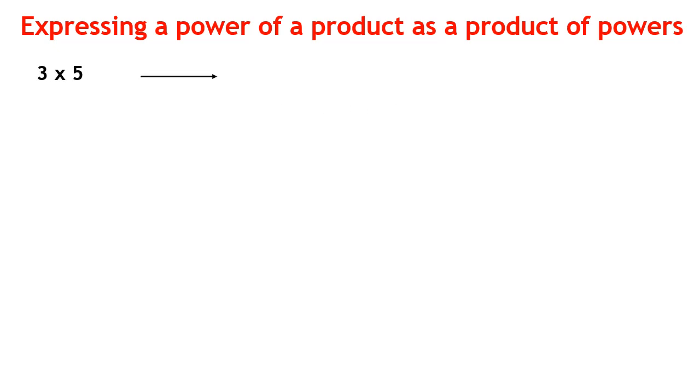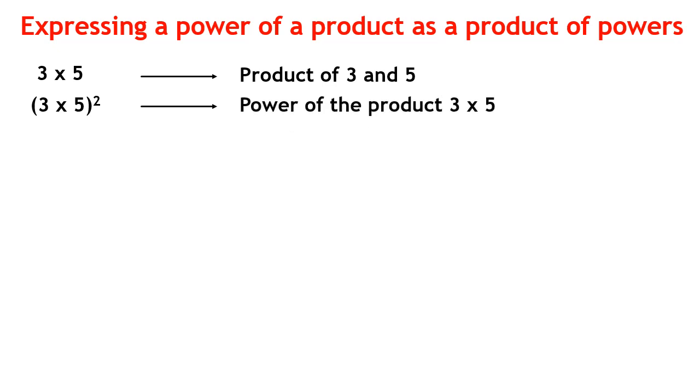Let's see. 3 into 5. This is called the product of 3 and 5. 3 into 5 squared is the power of the product of 3 and 5. Actually, this pattern is known as a power of a product. Here is the power, and here this is a product. So, power of the product 3 into 5.